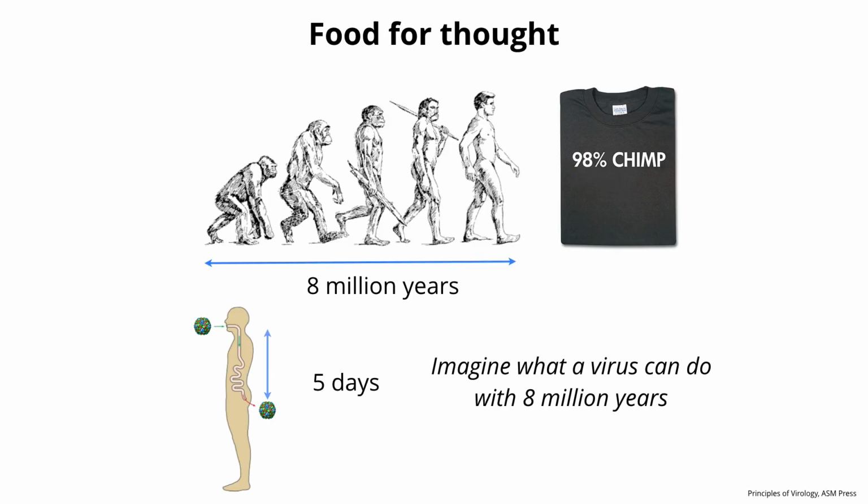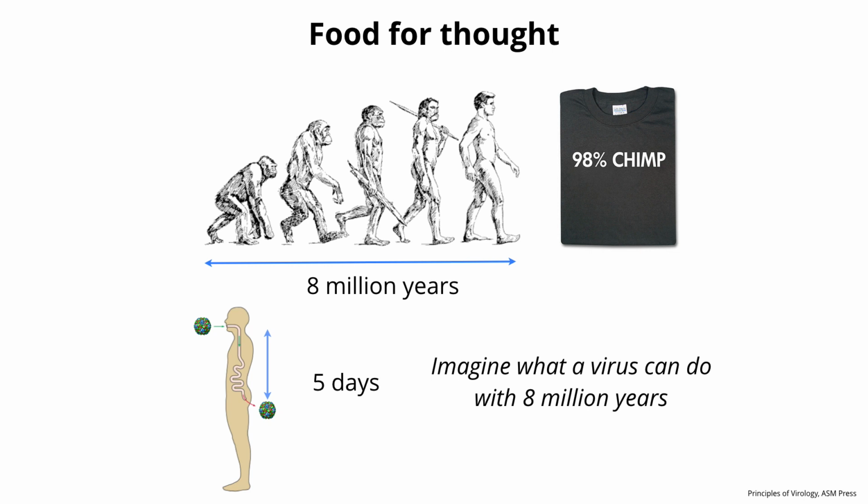I'm going to leave you with this interesting food for thought. You know that chimps and humans had a common ancestor, and we think it took about 8 million years for ancestors of chimps to evolve to become humans. 8 million years. If you sequence the genome of the chimp and humans, we are 98% chimp. You can get this t-shirt and boast of that. Only 2% difference. 8 million years it took to change by 2%.